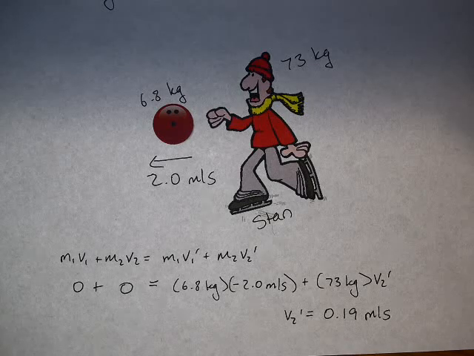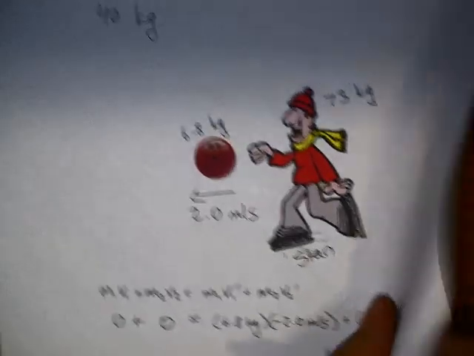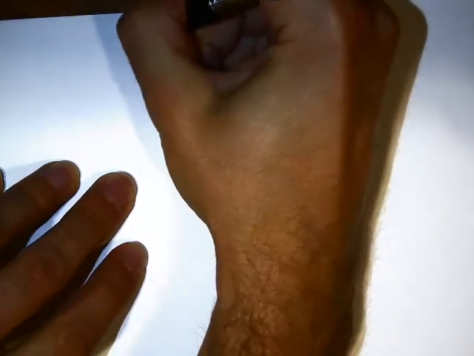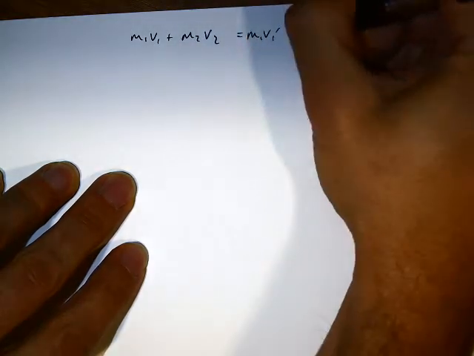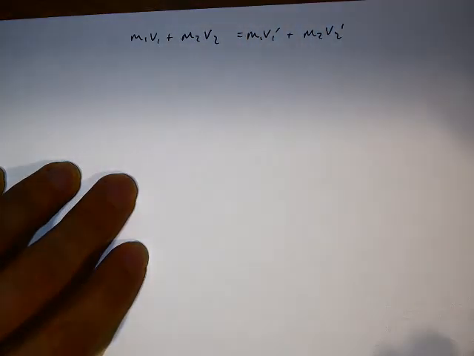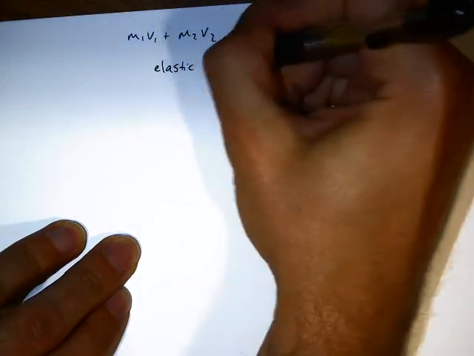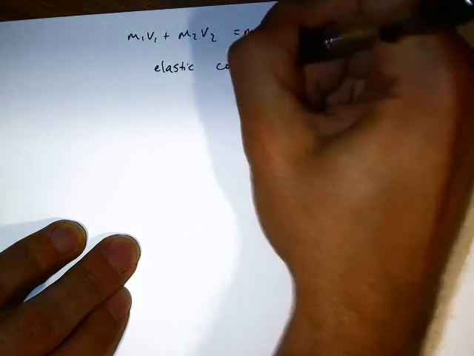I'm now going to show you an interesting technique for solving elastic collision problems. So again, our master equation, M1 V1 plus M2 V2 equals M1 V1 prime plus M2 V2 prime. Okay, this is going to be for elastic collisions. So in elastic collisions, kinetic energy is conserved.